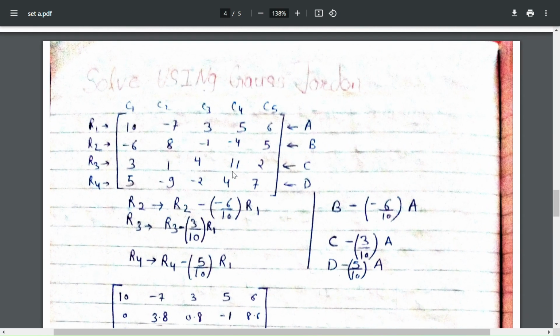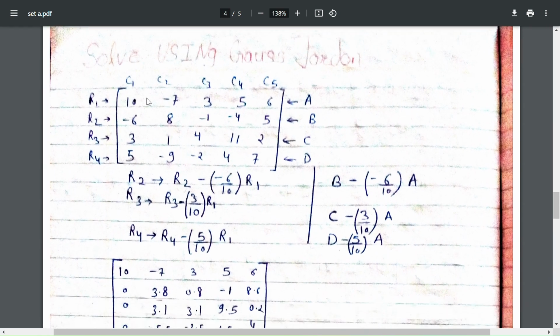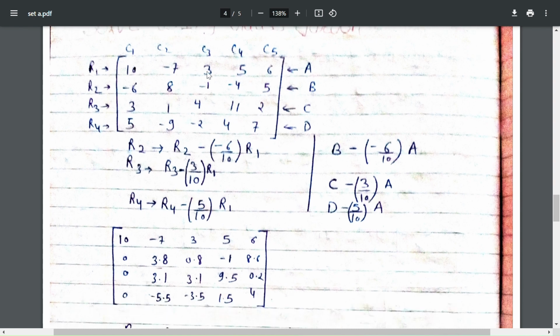And our next question is: give the stepwise output of Gauss-Jordan algorithm for given matrix. We have given a matrix and we have to find this matrix solution by the help of Gauss-Jordan method. So we have four rows R1, R2, R3, R4 and five columns, column 1, column 2, column 3, column 4, column 5.